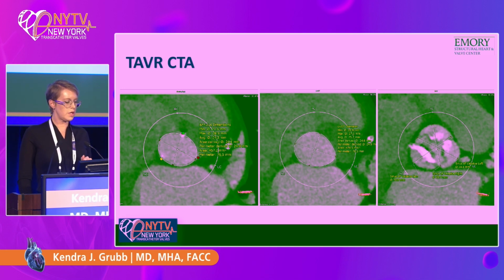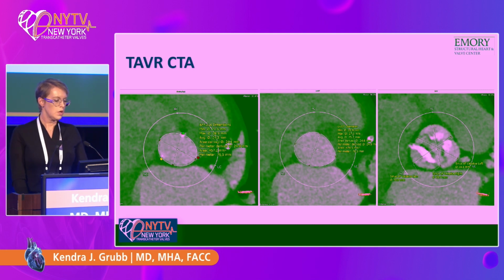The area is 457 with an average diameter of 24. So presumably a 25 millimeter surgical valve, a 29 millimeter self-expanding valve, or probably a 26 millimeter intra-annular balloon expandable valve in between. No other features.